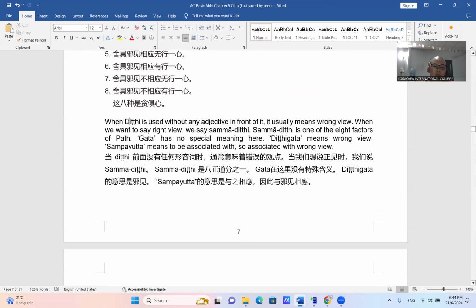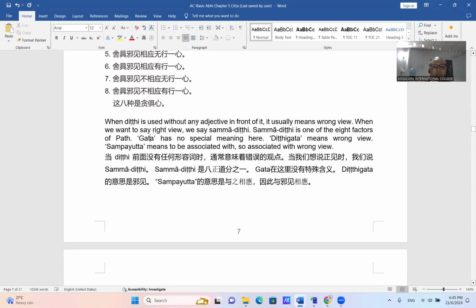When the Pali word ditthi is used without an adjective, we don't even need to put a word like miccha ditthi. We just use the word ditthi. It usually means wrong view. But when we say right view, like in the Noble Eightfold Path, we call it samma ditthi. Right view is one of the eight path factors.